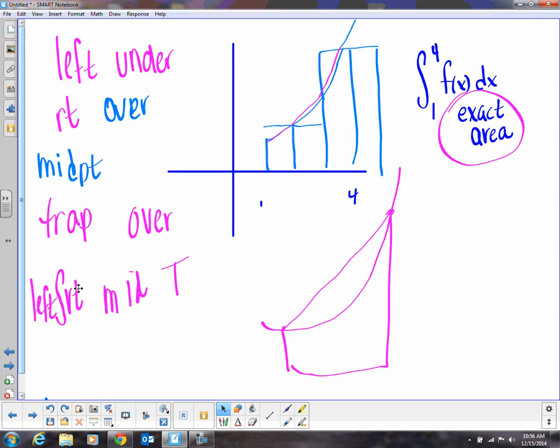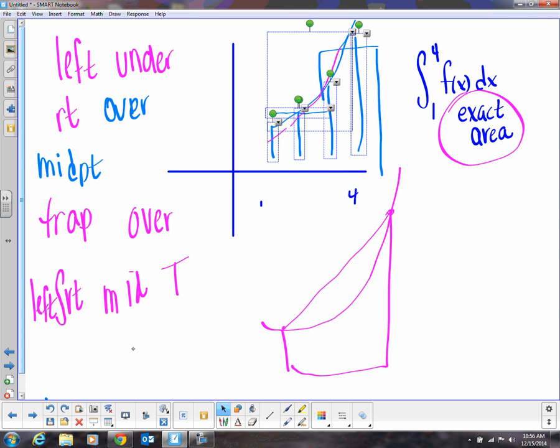You've got over, over, over, exact, under. Wait, what does the integral have to do? It's the exact area. When we integrate, we're going to have the exact area. Okay, so the answer would be left. All right, so that was 153. 160, number 25.